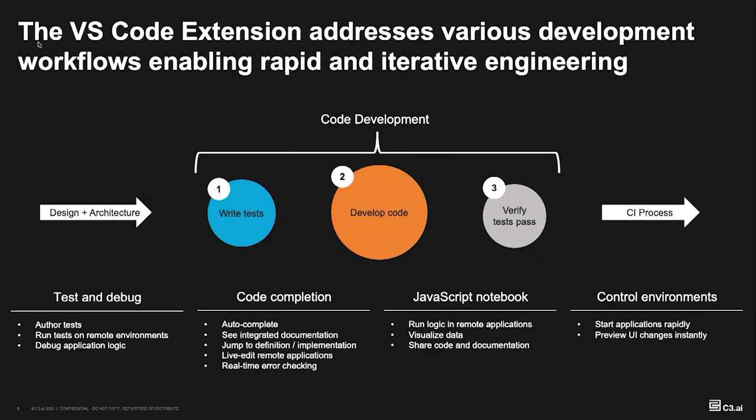We also saw the extension. The extension is really the central area for all code development that follows after design and architecture, right? Here you write tests, you develop code, make sure those tests pass, right? And at a certain point, you're ready for the CI process, which we'll touch upon at the end.